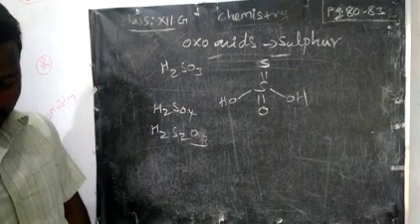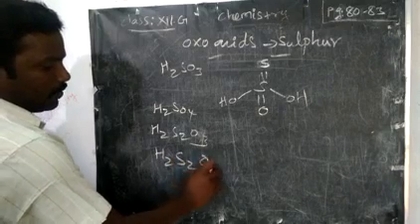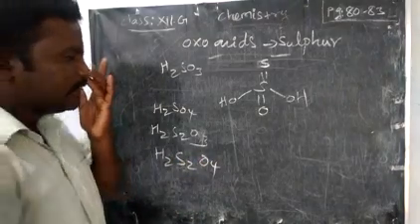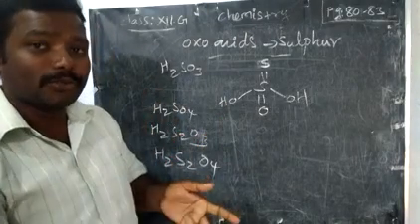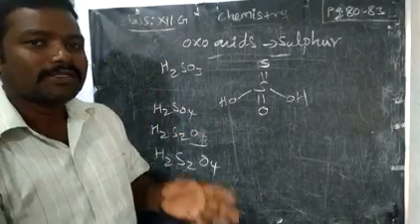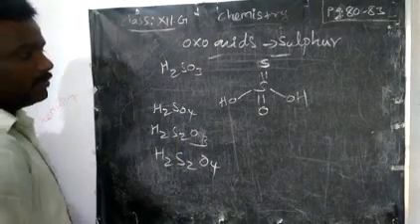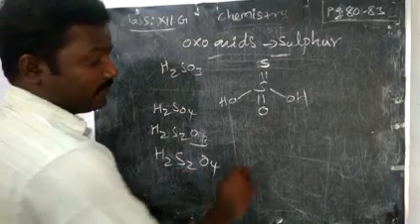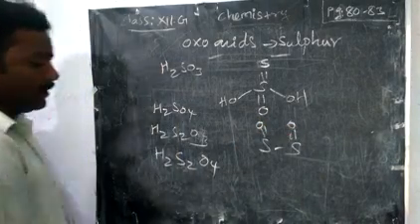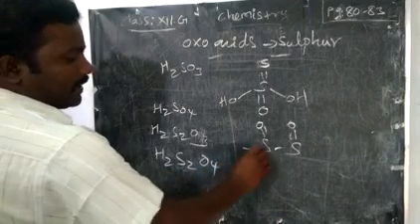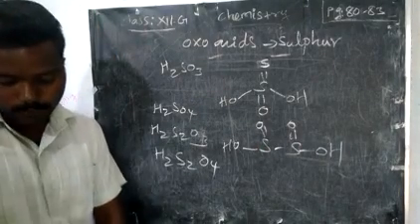Then dithionous acid, H2S2O4. See, you just remember H2SO3, H2SO4, H2S2O3, H2S2O4. We are just following the order. For this, how do you write? Here we have 2 sulfur, so first you write 2 sulfur along with double bonded O. What are the remaining? 2 O, 2 H. On both sides you can make it OH.